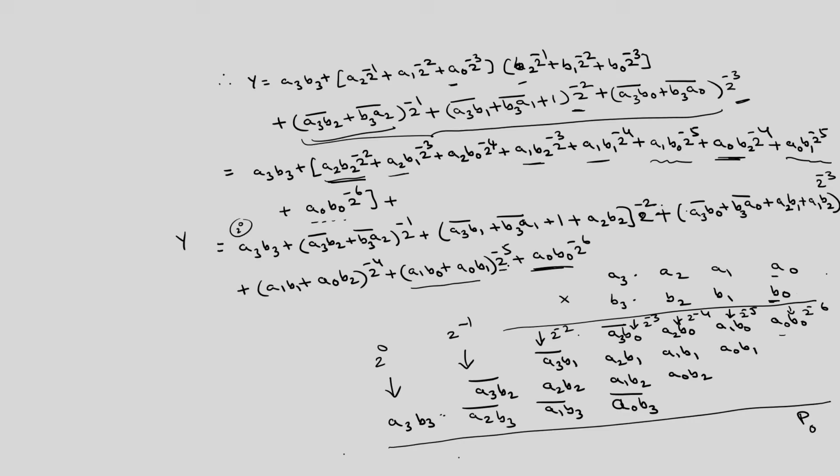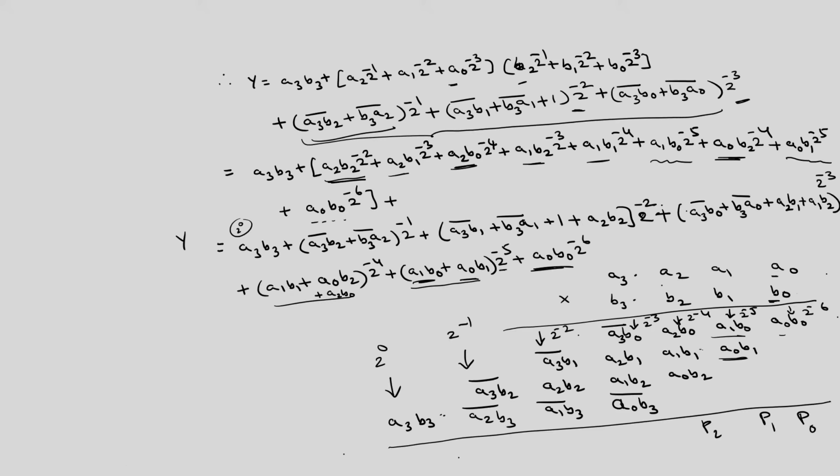P1 is the 2 raised to the power of minus 5 term: a1 b0, a0 b1. This is P1. The 2 raised to the power of minus 4 term is a1 b1 plus a0 b2, and there will be one more term, a2 b0. Here a2 b0 was missing, so a2 b0 is also there. This is P2.